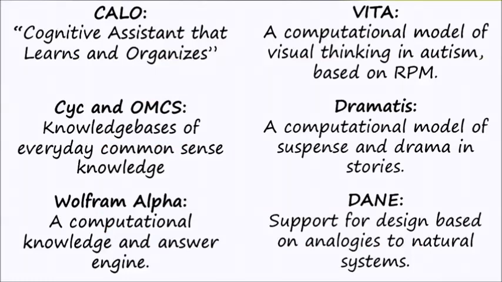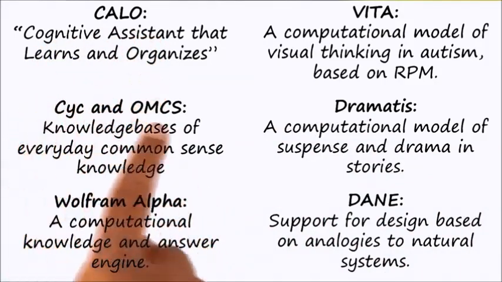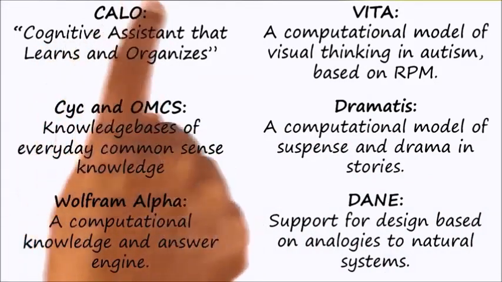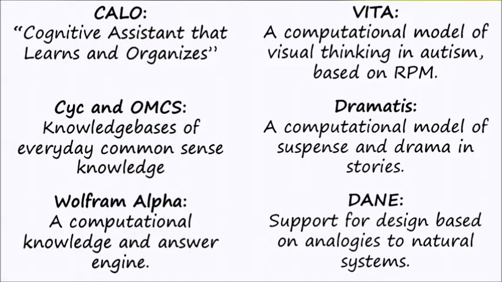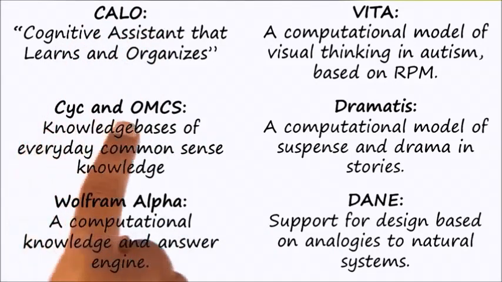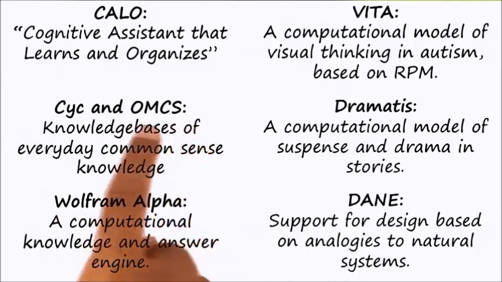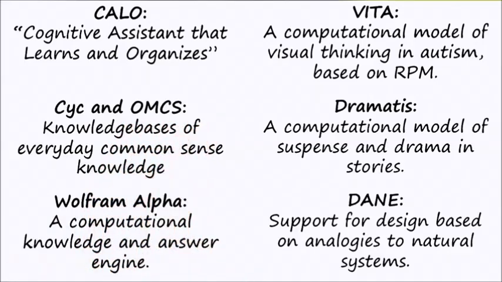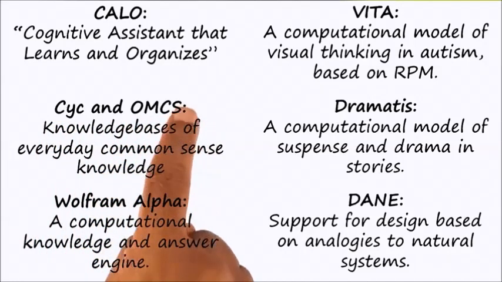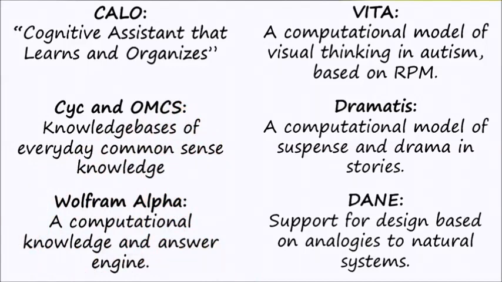Knowledge-based AI is a dynamic field with a very active research program. There are a number of exciting projects going on right now. Here is a small list of them. Callow is a project in which a cognitive assistant learns and organizes knowledge. Callow, in fact, was a precursor for the Siri program of Apple. Psych and OMCS. OMCS stands for Open Mind, Common Sense. Psych and OMCS are two large knowledge bases to support everyday common sense reasoning.